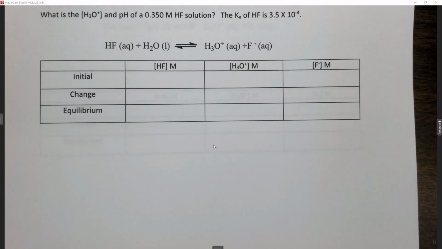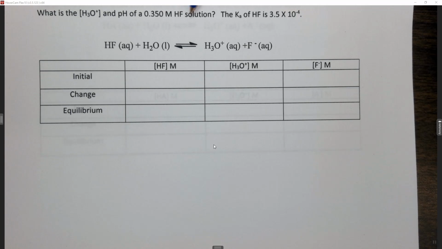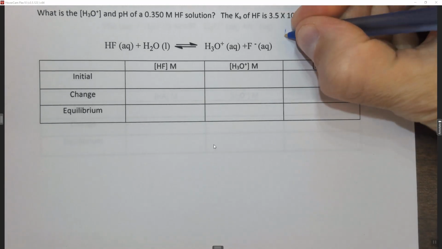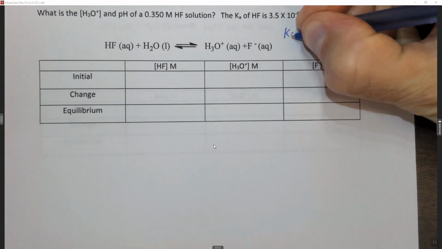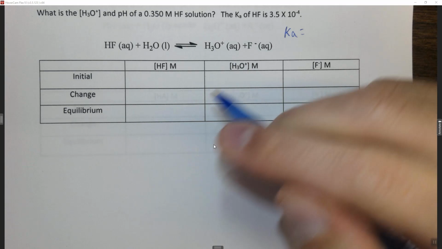All right, it says, what is the concentration of H3O+ and the pH of a 0.35 molar HF solution? The Ka of HF is 3.5 times 10 to the minus 4. So the first thing is we need to write the Ka expression. I don't know if it's the first thing, but we need to write the Ka expression.